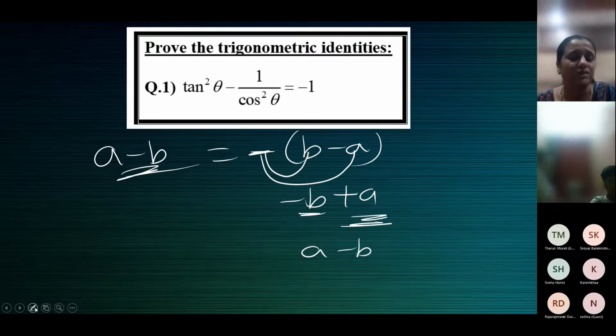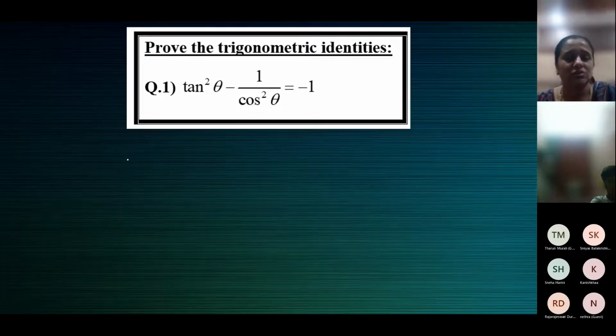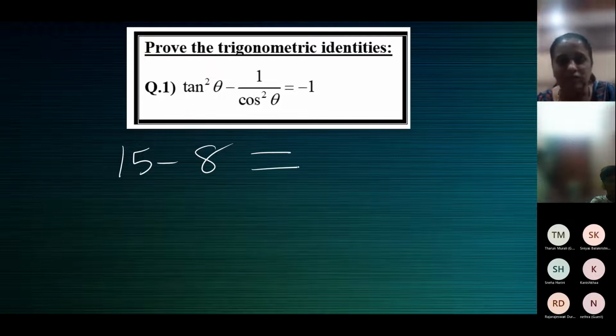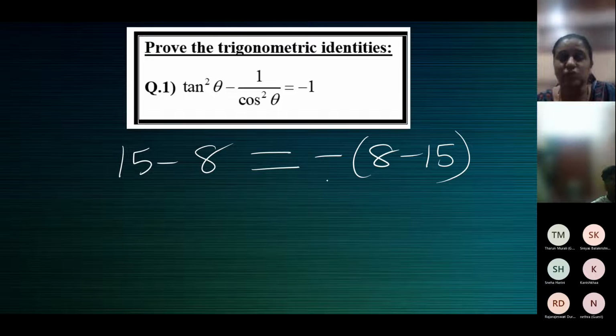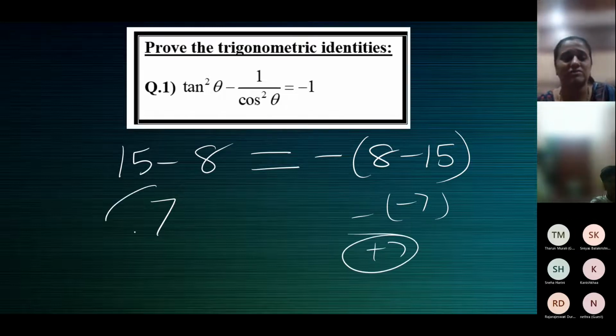That is why I gave you a numerical example to understand. You just take something like 15 minus 8, which will be equal to minus of 8 minus 15. What is 15 minus 8? 7. What is 8 minus 15? Minus 7. But what is minus of minus 7? Plus 7. See here, plus 7, plus 7.